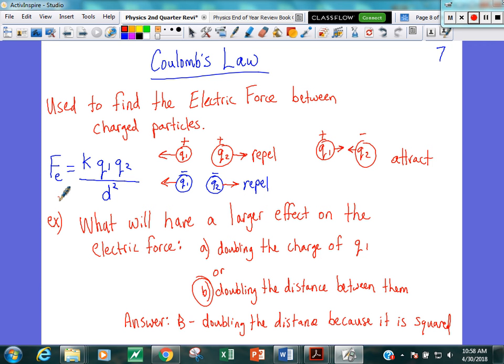Okay, that is it for Coulomb's Law. Guys, I hope that everything makes sense. If you're still writing, please hit pause on your video, and there's just one page left. So when you're ready, hit play and we'll go to that final page.